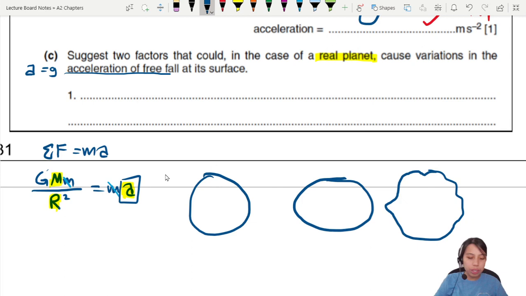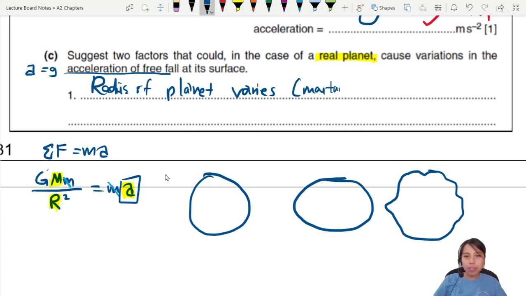So let's talk about these differences. Firstly, the radius of the planet is not constant. It varies. In real life, there is mountain, there is valley, so your acceleration of free fall is different. So you can write here: mountain, valley. So 9.81 is something we chose it to be, but it's not actually 9.81 everywhere. Number 2, sure, let's write out more answers. What else can we affect?